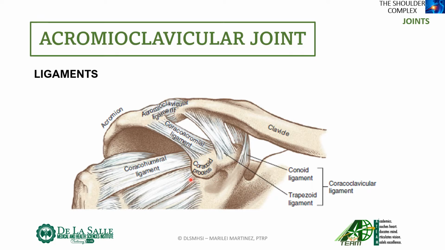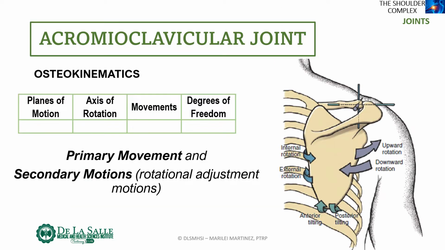Because if you look at the area, the coracoclavicular ligaments are the only ligaments that actually connect the scapula, and therefore the upper extremity, to the clavicle. The movements of the acromioclavicular joint are divided into two categories: your primary movement and your secondary motions, or rotational adjustment motions. So let's proceed first with your primary movement.